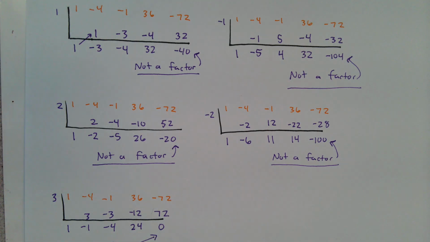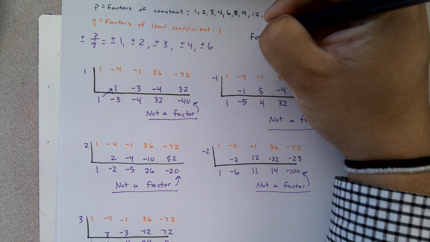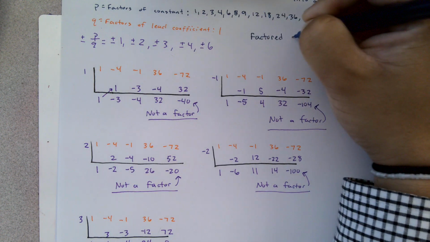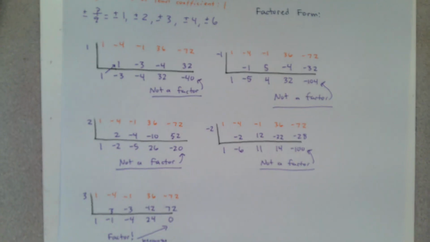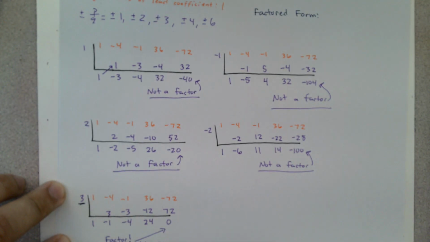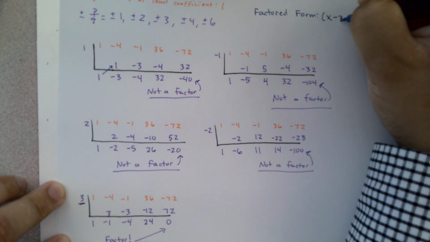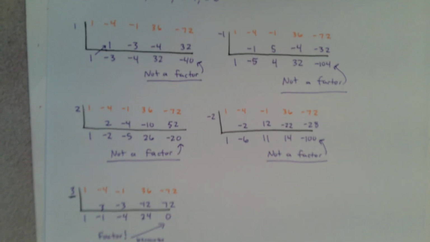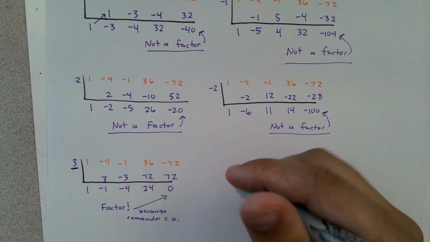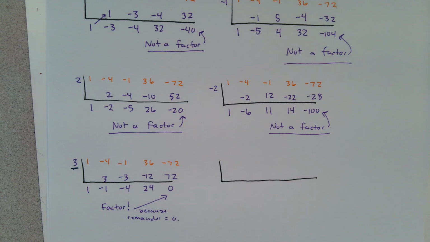So, keep track of your factors. Factored form. Keep track of your factors. Cannot stress that enough. We found our first root. If the root is 3, that means the factor is x minus 3. Next, we found our first factor. Now what? Now, when you check for more roots, use this new polynomial.